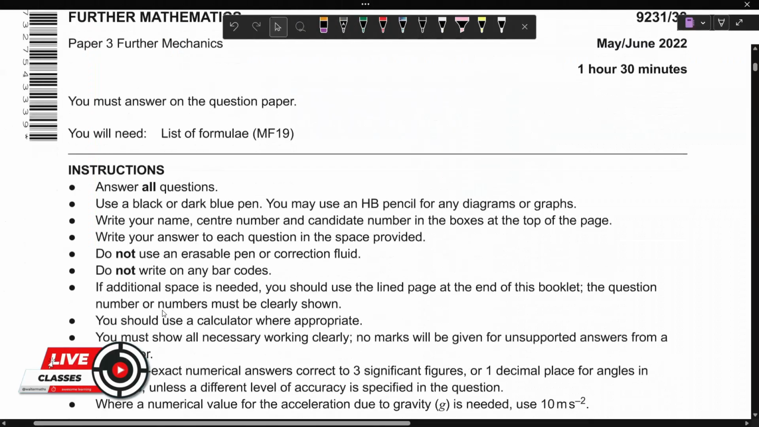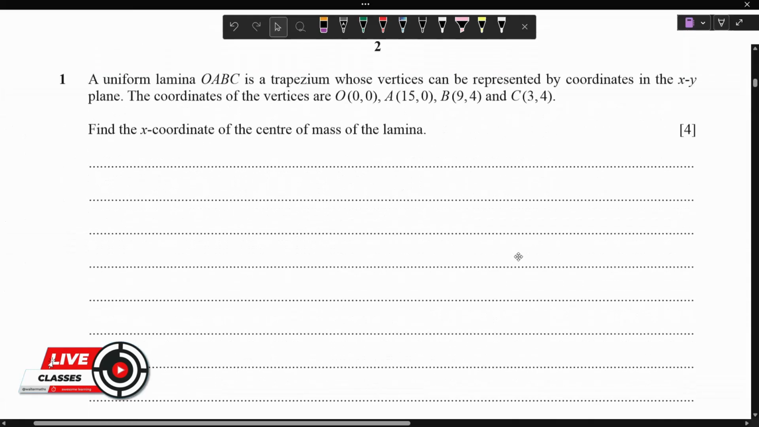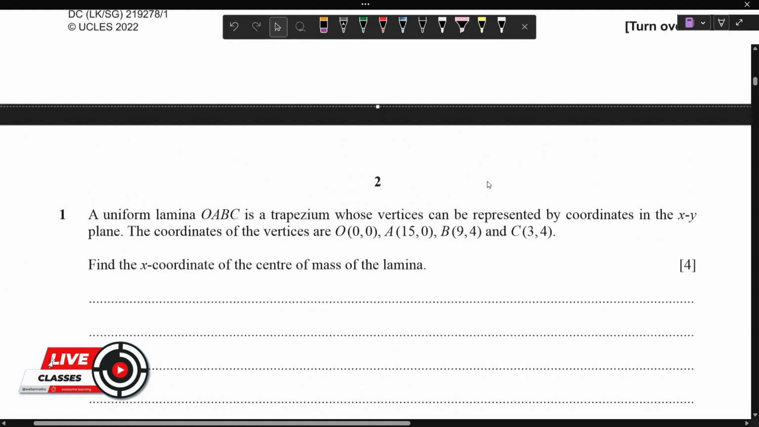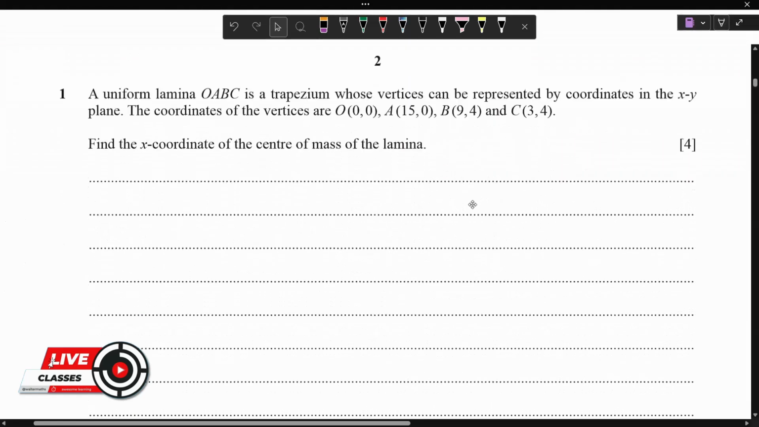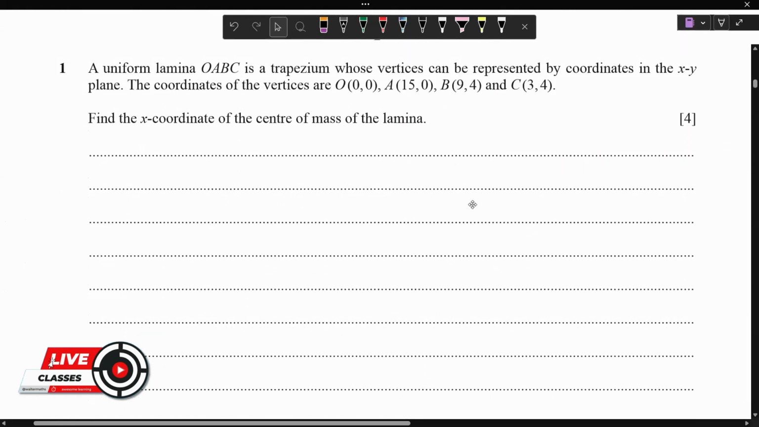Okay, can you see my screen, Wagner? Yes, sir. Okay, good. So this is the paper, and I'm sure the first question you want us to look at is question number 1. Yeah. All right. So let's look at question number 1.